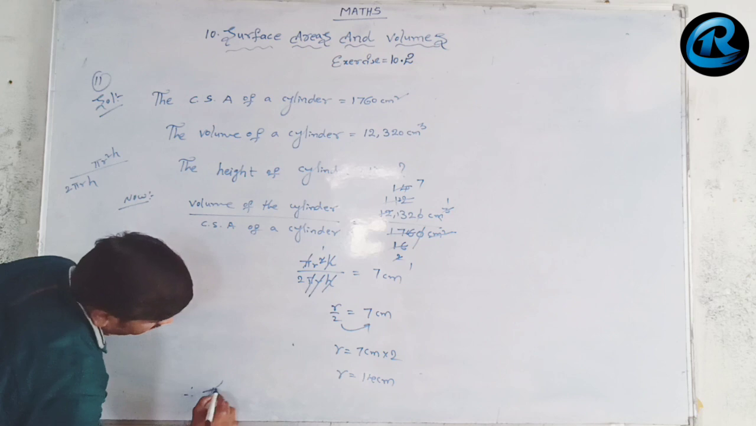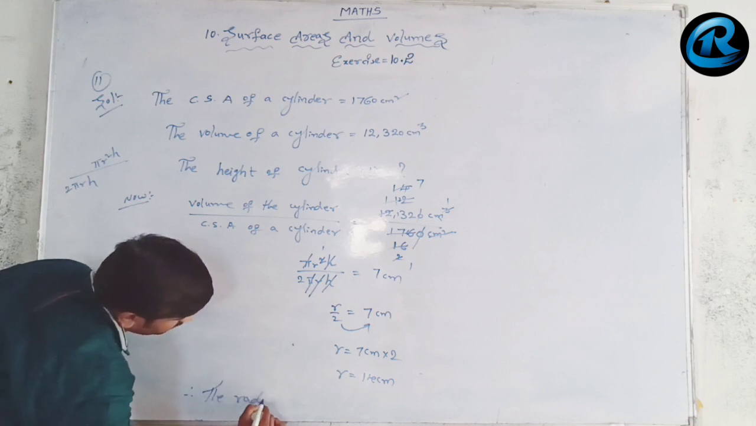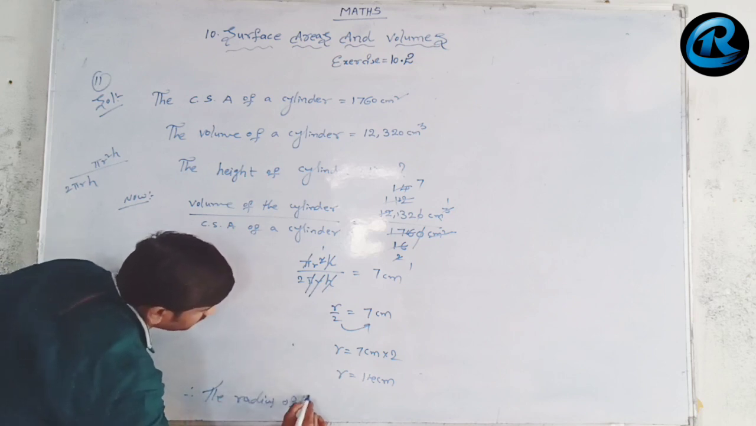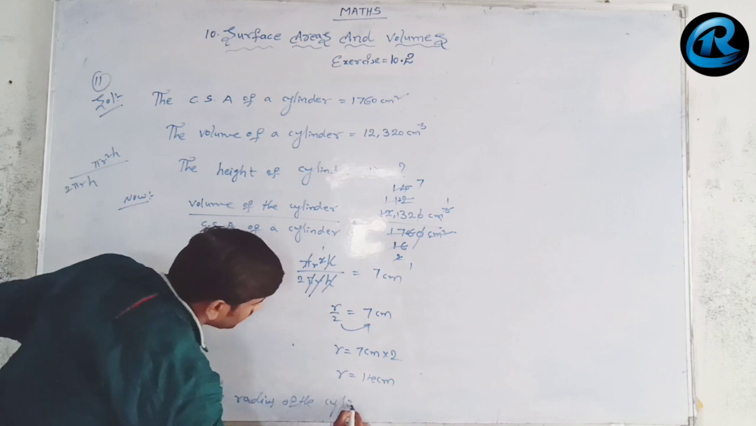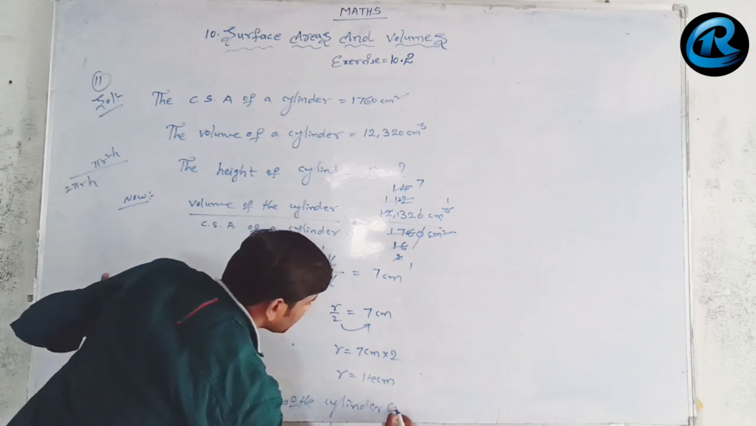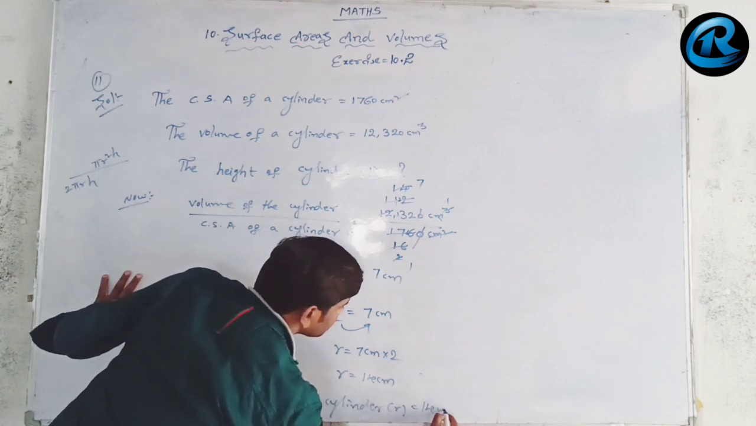The radius of the cylinder. Radius of the cylinder r equal to 14 centimeters.